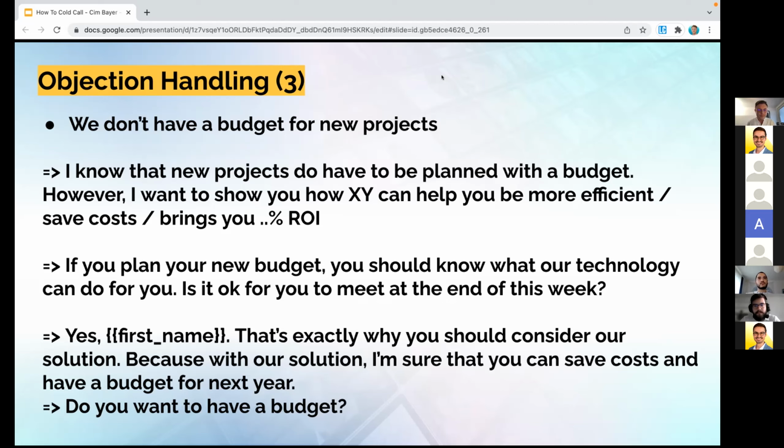And the last one I mentioned here: yes, Thomas, that's exactly why you should consider our solution. Because with our solution, I'm sure that you can save costs and have a budget for next year. Do you want to have a budget? So what are your thoughts on this one?